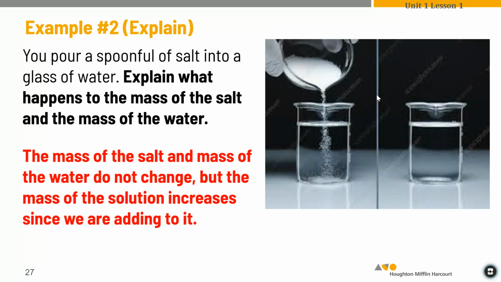So the mass of the salt and the mass of the water don't change. We still have the same amount of salt going into the solution and the same amount of water going into the solution. But because our solution to start was technically just water, the mass of the new solution after we add the salt would be increasing. So this goes back to the law of conservation of mass, meaning whatever goes in must come out. So if the mass of the salt and the mass of the water goes in, that same amount has to come out, but now they're just combined together.